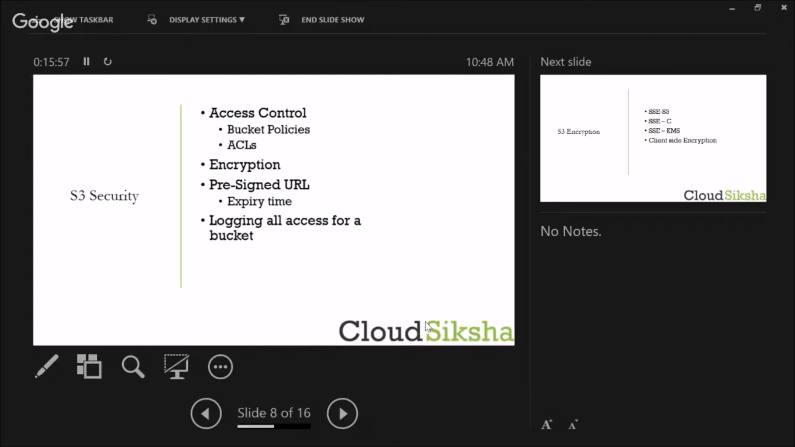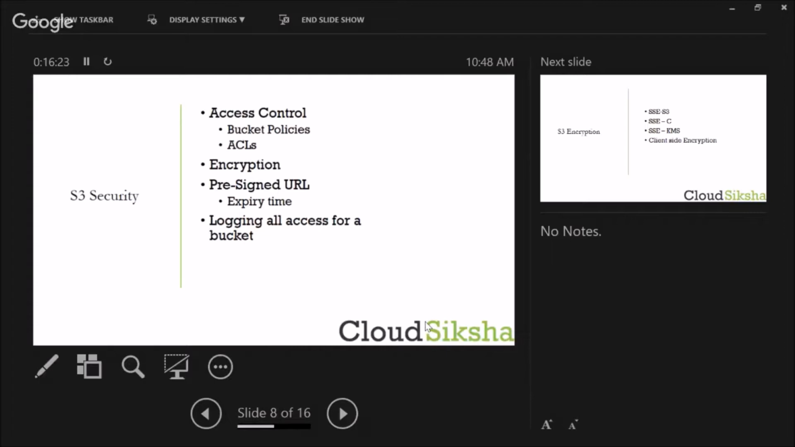You can also have more fine-grained control using access control lists. An access control list can go to an object level and say this object can be accessed by somebody, not by somebody else, and so on. So you have both these things, a policy at the bucket level and ACLs which can work at the object level. Then you can do encryption. I'll talk about encryption soon.